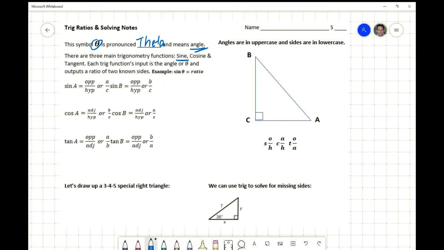So we've got these three main trig functions that we need to learn about, and they are sine, cosine, and tangent. Each one is shortened like this right here. Sine goes into sin for sine, cos for cosine, and tan. All right.